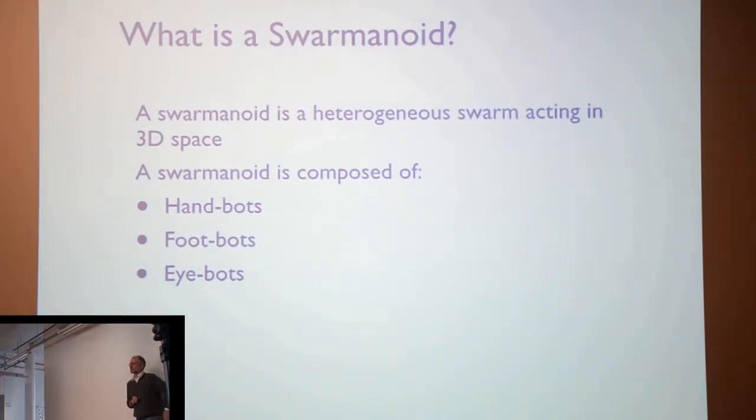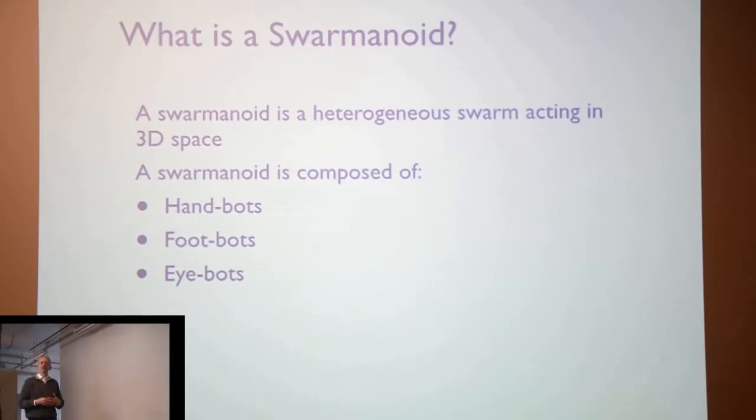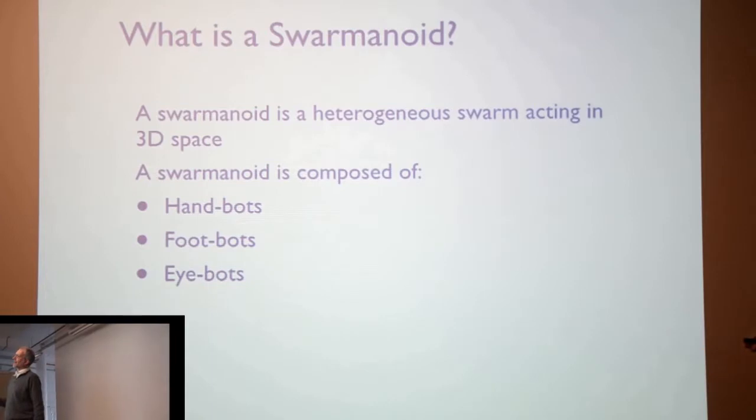Okay, so let me now tell you something about Swarmanoid. Swarmanoid is a second project, a follow-up of Swarm-bot, and the idea here was to move from the plane, 2 dimensions, to 3 dimensions, and from a homogeneous swarm to a heterogeneous swarm. So in this case, rather than having only robots that move on the ground, we also have robots that can climb objects and that can fly.